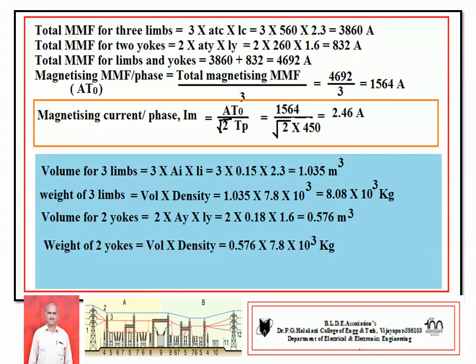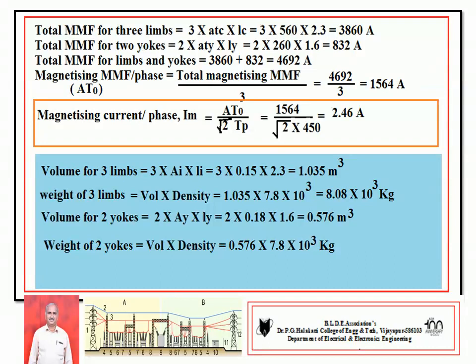Magnetizing MMF per phase should be equal to total magnetizing MMF divided by 3, because the MMF for joints is not given, hence it is neglected. So total magnetizing MMF equals total MMF for limbs and yokes plus joints, which is 0 since it is not given, divided by 3. So we are getting 1564 ampere-turns. This is magnetizing MMF per phase, and this is very important.